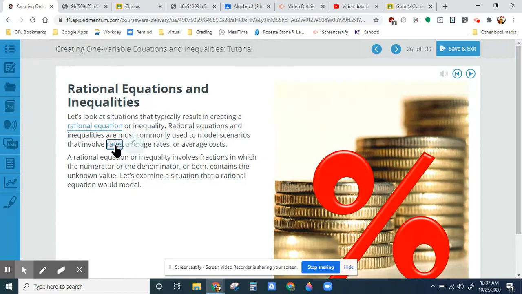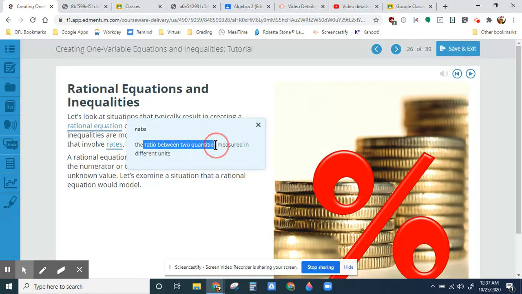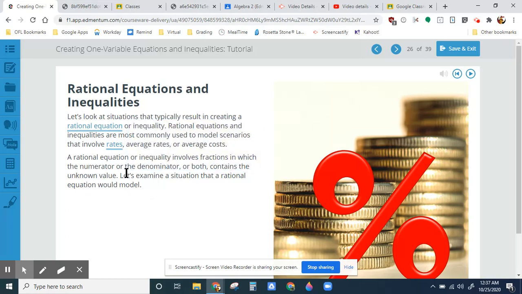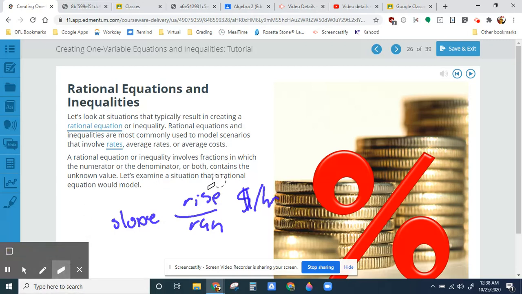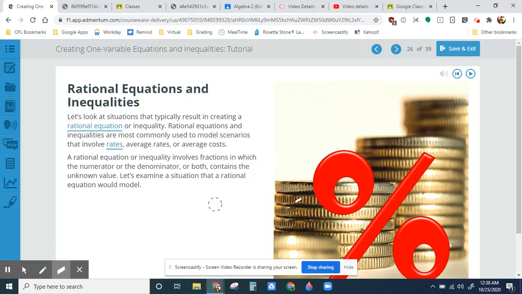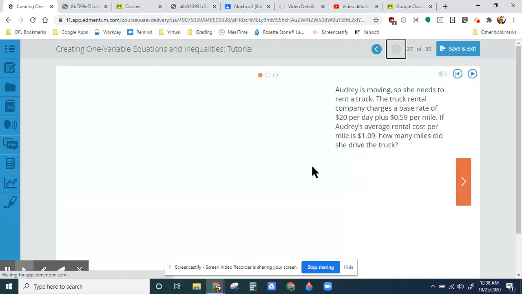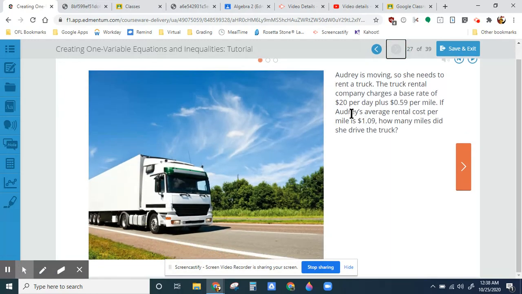So again, a rate refers to like a ratio. So in this case, when we're talking about rate, it's the relationship between two things, like a fraction. So for example, think of slope. Slope is rise over run. So anything that involves a slope, like let's say dollars per hour, that's a rate. And it's also a ratio. So that's where fractions do come into play a lot when we're talking about money or percentages or any type of change over time. So let's take a look here.